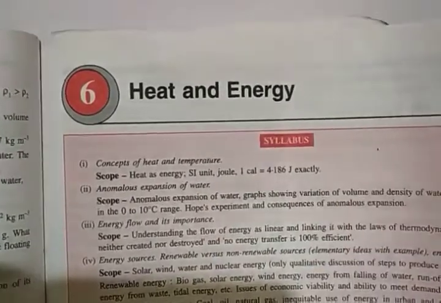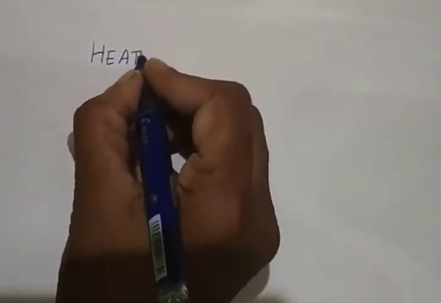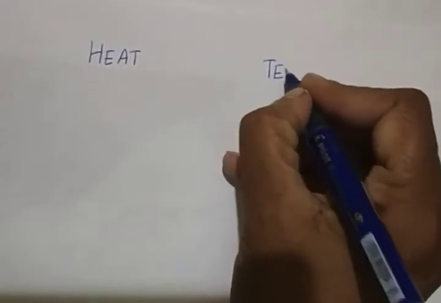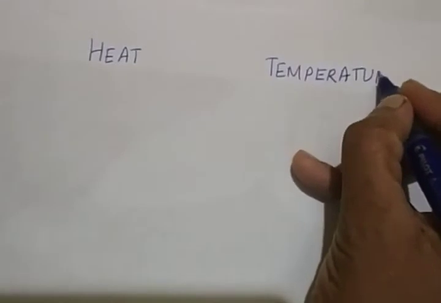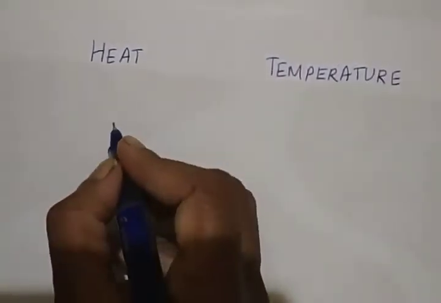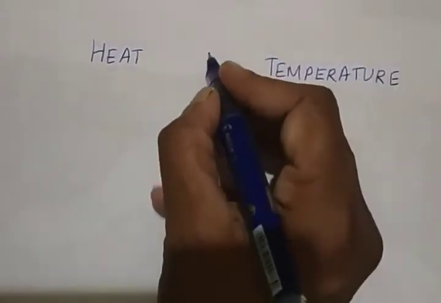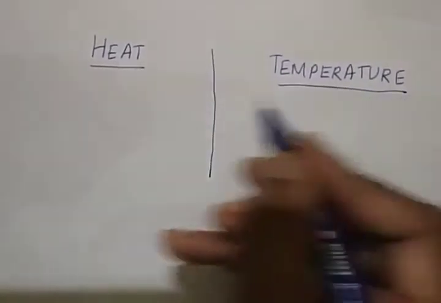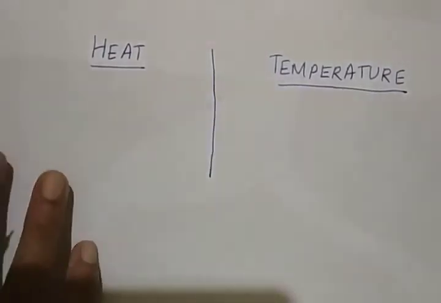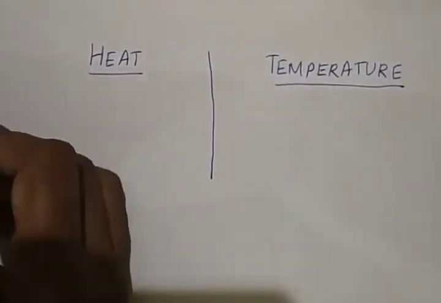The first topic is, now whenever we talk about heat and temperature, 2 terms that come quite interrelated are heat and temperature. They look like the same, but they are different. Basically, according to physics, they are different quantities. In what way are they different?